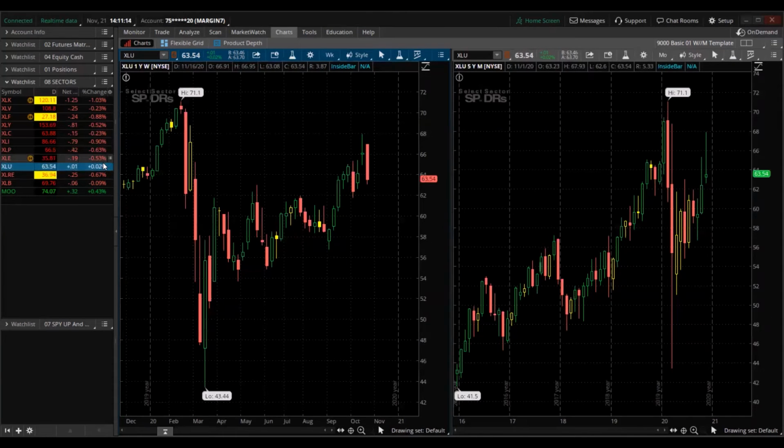XLU, Utilities, for the past 12 months. The high was there, the low was there. For the week, huge move down. Yeah, lower low, lower high. The past 5 years, the high was made this year. We also did a retracement of nearly the entire 5 years. But on the monthly, we are trending higher with a lot of rejection.